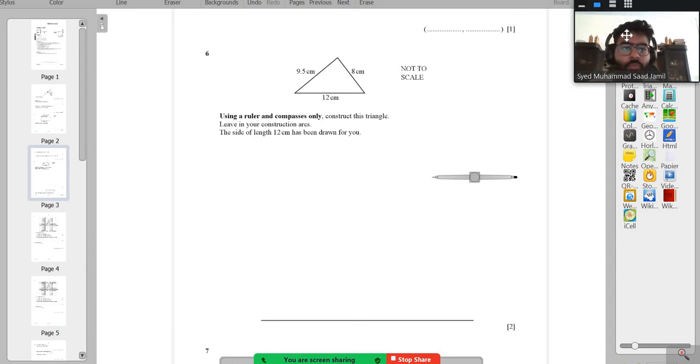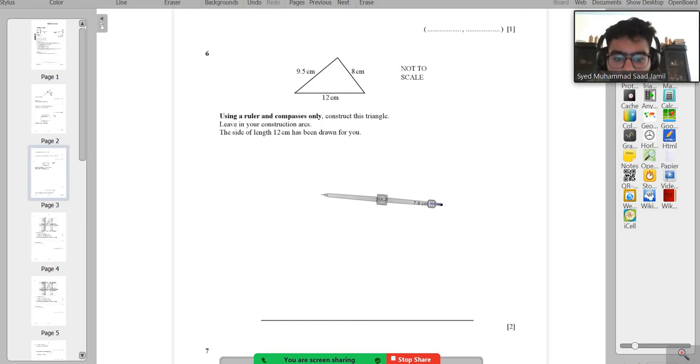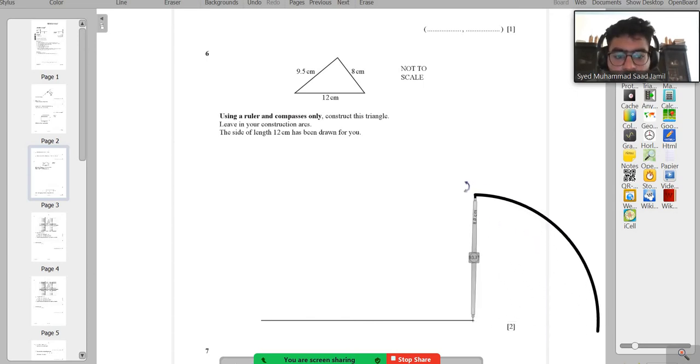Okay? So what will you be using? You will be using a compass. First open the compass to 8 centimeters. How can you measure that on your paper? You can use a scale. So I have this tool. I just open it up to 8 centimeters and then I place it over here, and then I draw a line of 8 centimeters. I just draw it like this.